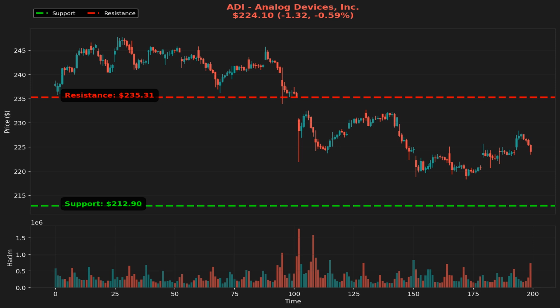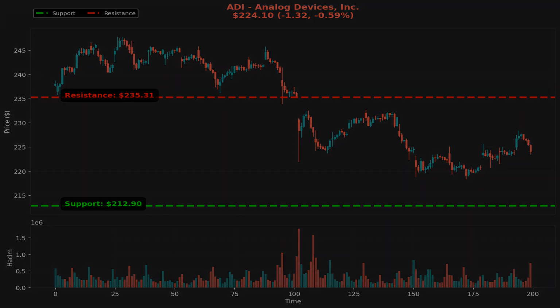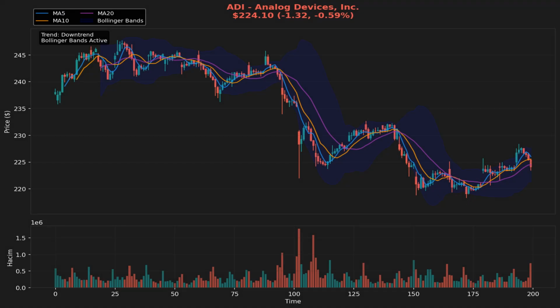On the flip side, a bearish scenario would unfold if the price continues to trend downwards, breaking through the support level at 212.90. This would likely trigger stop-loss orders and lead to further declines. Thus, traders should maintain vigilant risk management strategies, setting stop-loss orders to mitigate potential losses in a bearish environment, while also keeping an eye on volume and price action to gauge market sentiment.